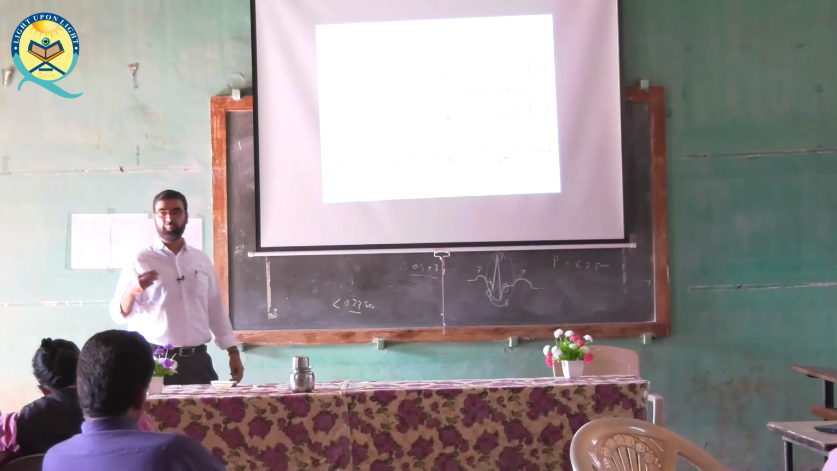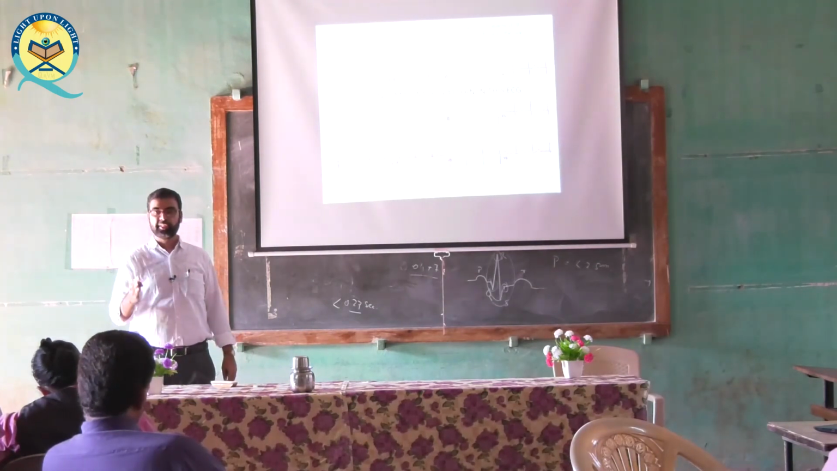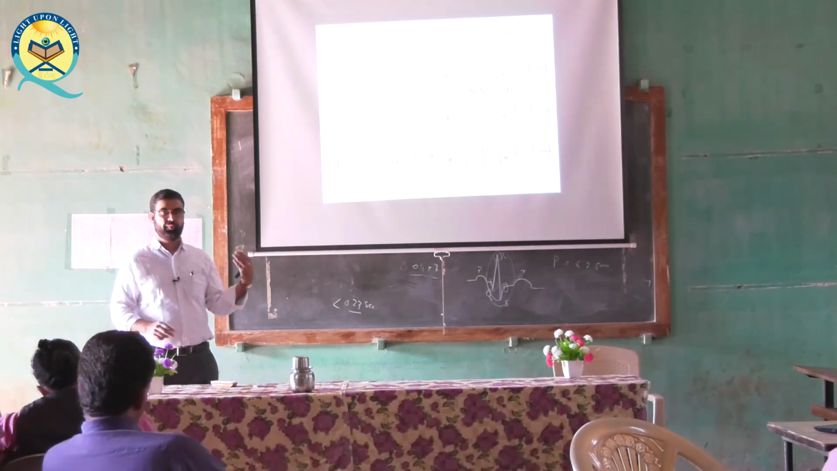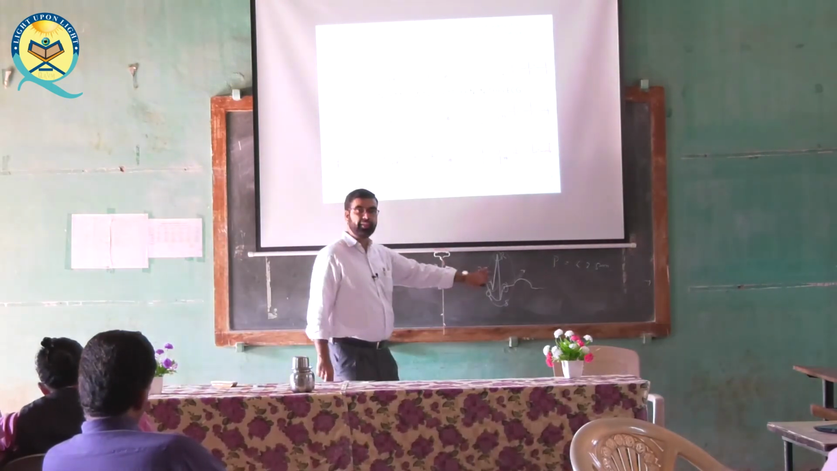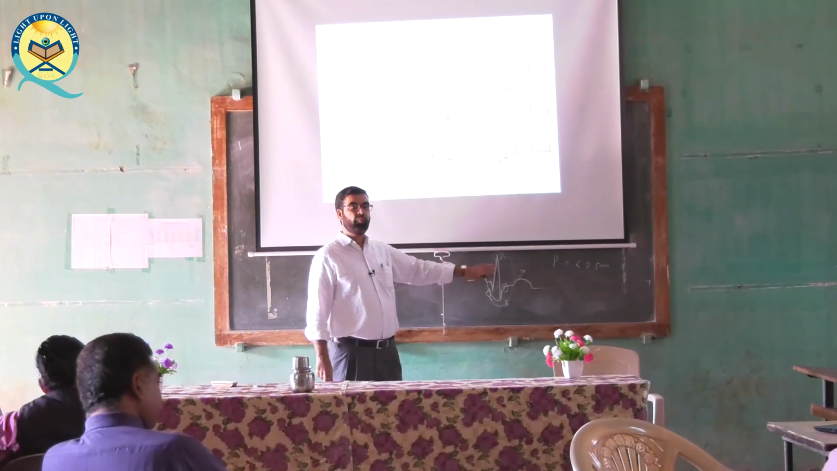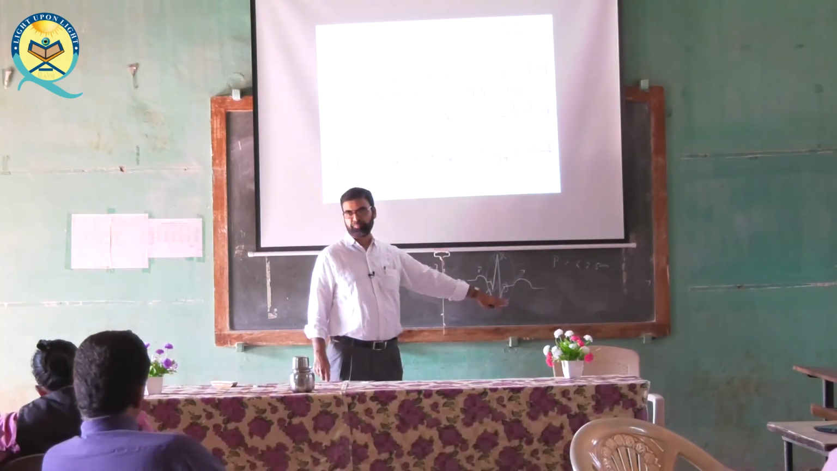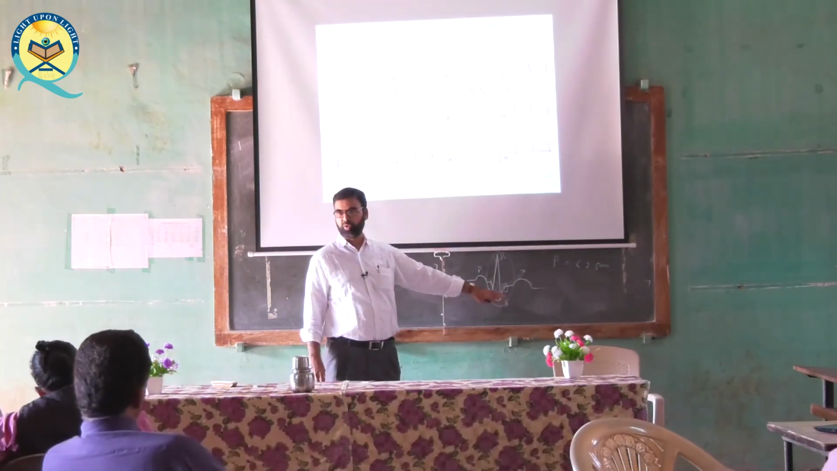And height, normally the height should be less than 1/3 of the preceding R wave. R wave जो पहले आती है उससे 1/3 से कम होनी चाहिए टी वेव की हाइट. गॉट इट?